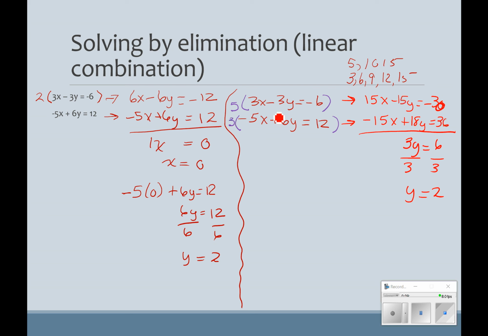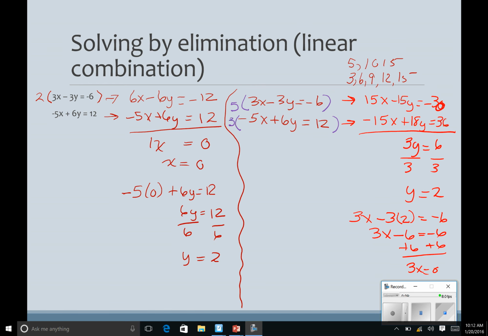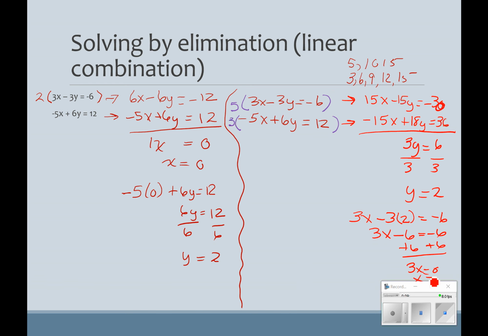Now I'm going to put that 2 back in. I'm going to do it to the first equation this time just to be different. So 3x minus 3 times 2 equals negative 6. So 3x minus 6 equals negative 6. If I add 6, I'm going to get 3x equals 0. Okay, so then I divide by 3, so x would equal 0. So again, I get the ordered pair 0, 2. And I got it in both cases, 0, 2. So that's my solution.